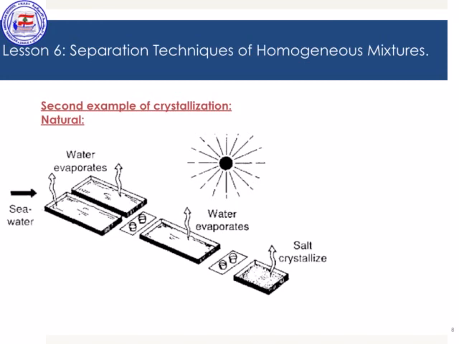The second type of crystallization is natural. For example, if we take out seawater and leave it in the sun, due to the sun's heat, the water will evaporate and the salt will remain in the container in the form of crystals.